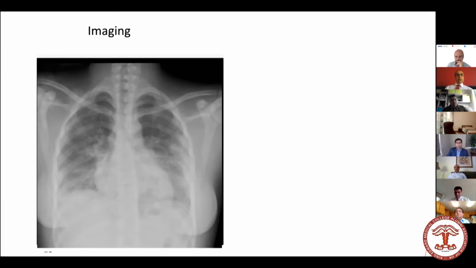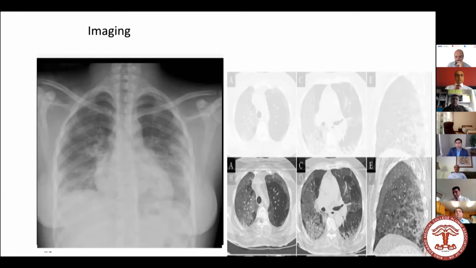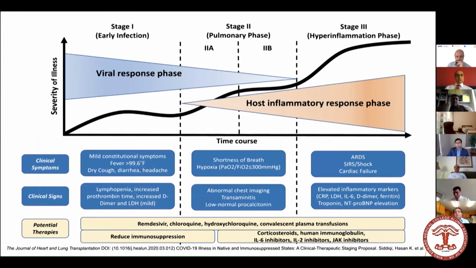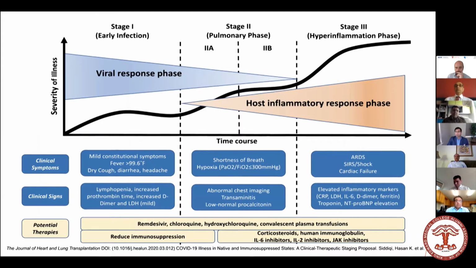This was the X-ray. Again, it shows ground glassing on both sides, and the CT shows the same thing as well. Most of you have seen this cartoonic description of the two phases. One is the viral response phase, and the other is the host inflammatory response phase. Most of the time in the ICU, we see patients in stage 2, and then some of them get better. Lately, we've seen most of the patients are getting better, and some of them just go into stage 3, which is the hyperinflammatory phase, and then they go into ARDS and cytokine storm.